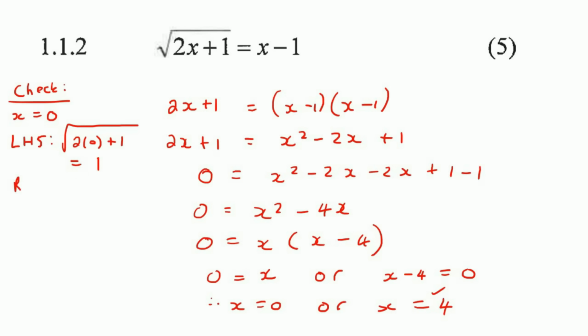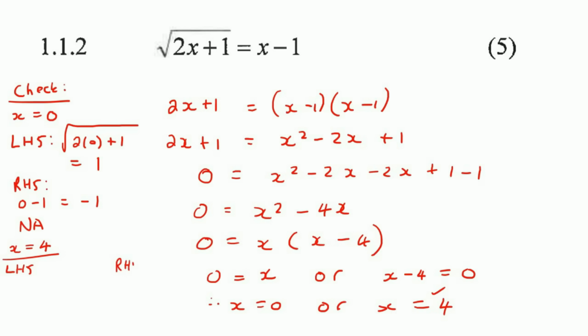Okay, now we also need to check the right-hand side. And so if you say 0 minus 1, that's going to give you minus 1. So the left-hand side and the right-hand side are not the same, and therefore that one is not applicable for x equals 0. Now we need to try x equals 4. Okay, so the way that we do that, we just plug it in on the left-hand side.